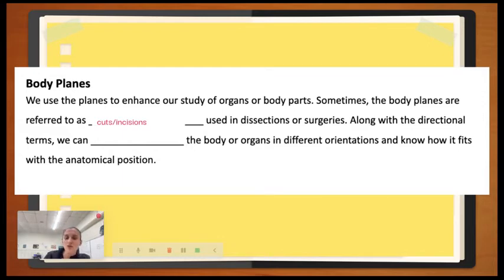So when we are doing dissections, when we open up our organisms, we're going to make sure to listen to the directions on how to cut into said organism. And those directions are going to involve body planes. So it might be something like do a frontal cut. You need to be able to know what the frontal body plane is. And that's going to be one of our 3 body planes that we're going to learn about today.